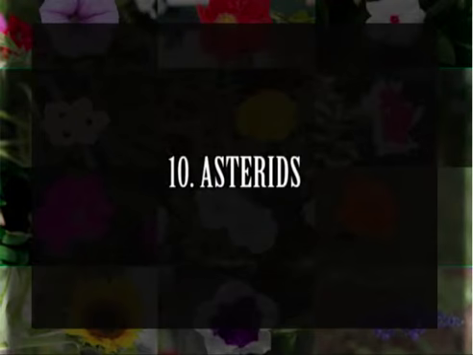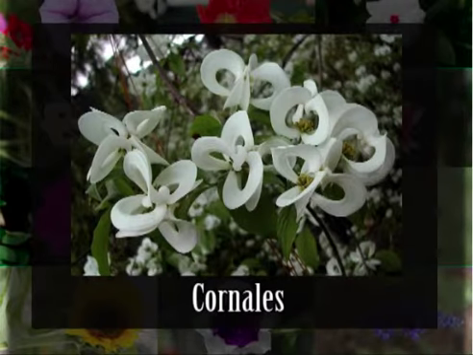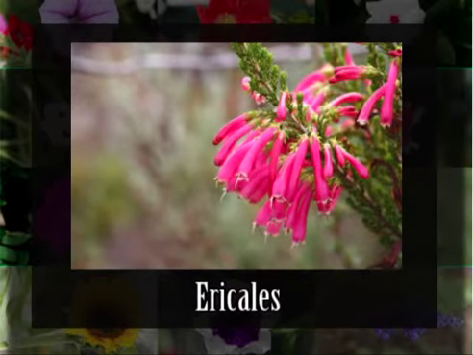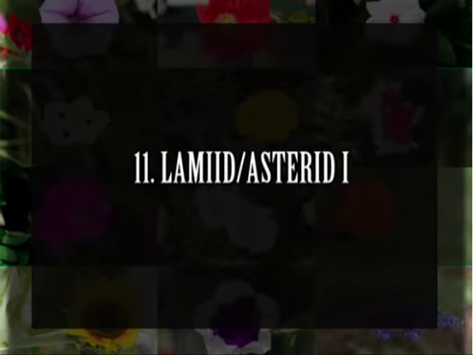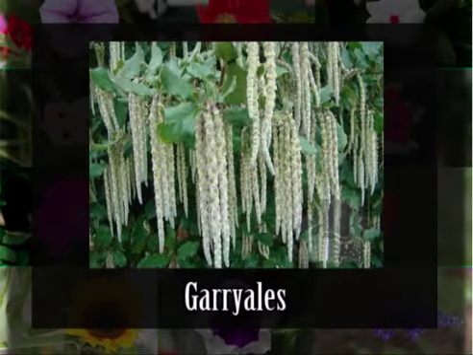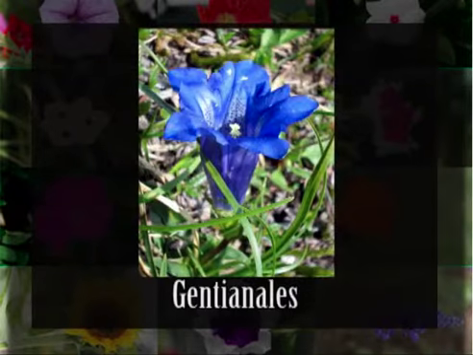One more informal clade is by the name of ASTERIDS. Within the ASTERIDS, these orders have been recognized. Number one, Cornales. Second, Ericales. Again, a large order wherein we have many families. This ASTERID is followed by one more informal clade by the name of Lamiid, or sometimes we call it ASTERID 1. It starts with an unplaced family by the name of Oncothecaceae. Then again an order by the name of Garryales. Garryales is followed by one more order, Gentianales. We have here the common Gentianaceae.